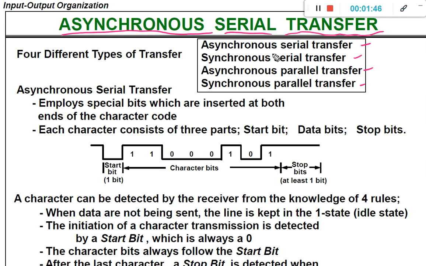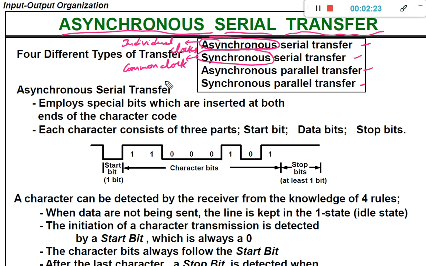Coming to synchronous and asynchronous: synchronous means there will be a common clock for the sender as well as the receiver. As far as asynchronous is concerned, there will not be a common clock. However, individual clocks will be there for timing purposes for both the sender as well as the receiver. So that is the difference between synchronous and asynchronous.